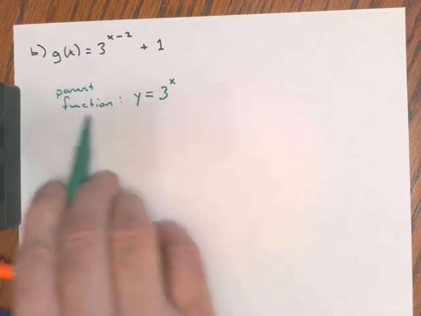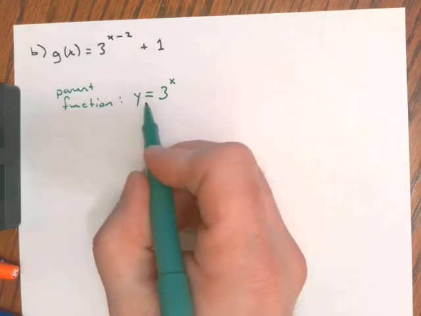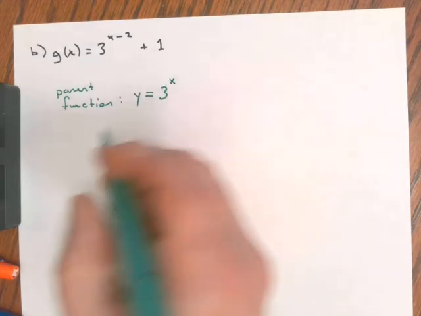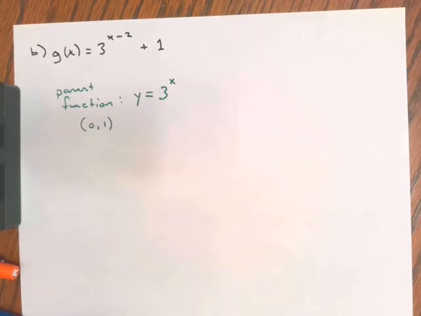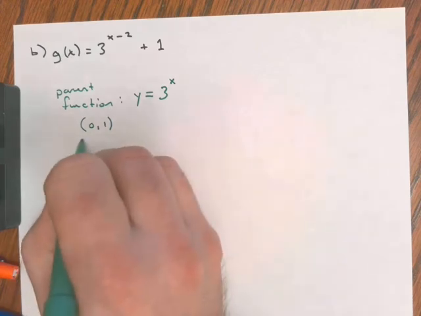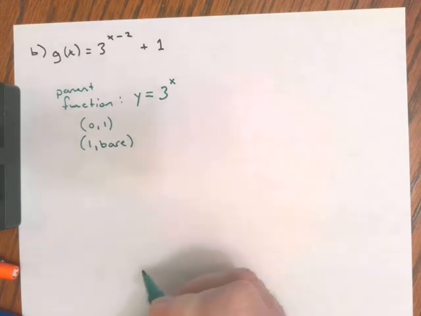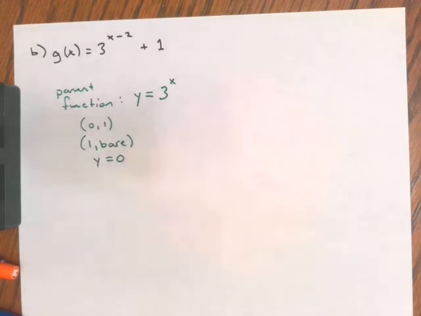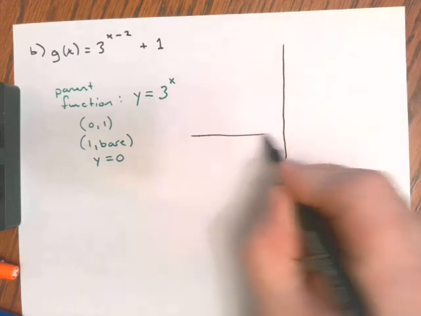So I want to take a look and remember what the parent function looks like. Well, the parent functions, y equals a number to the x power, all of them go through the point 0, 1. They all have a y-intercept at 1. Another point that's easy to find is 1 comma and then the base. And then they also have a horizontal asymptote. And the equation for that is y equals 0, which is a horizontal line right on top of our x-axis.